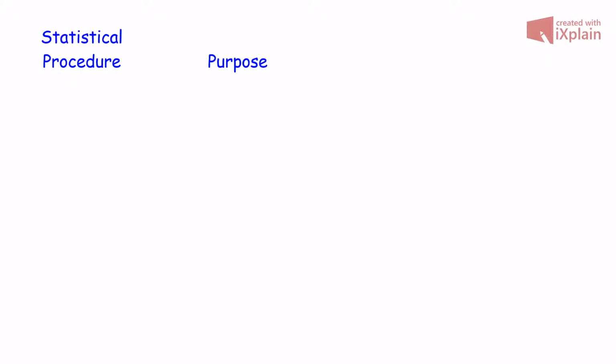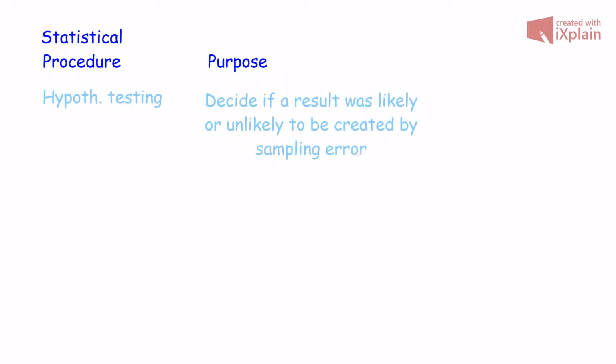On this screen, I'm going to give you a table that lays out the three statistical procedures as well as their respective purposes. Hypothesis testing, also known as significance testing, has the purpose of deciding if a result is likely or unlikely to be created by sampling error. In other words, is the sample mean different from the population mean?